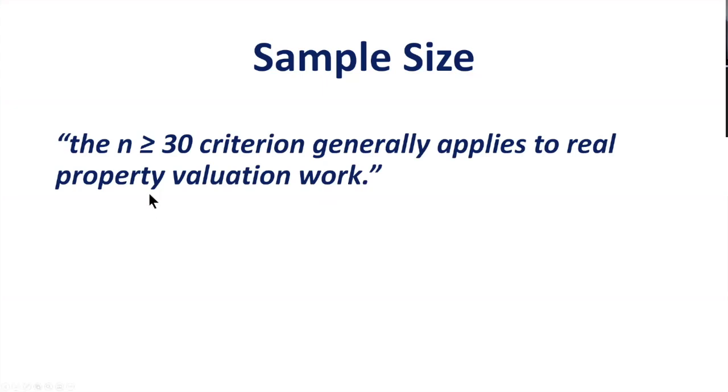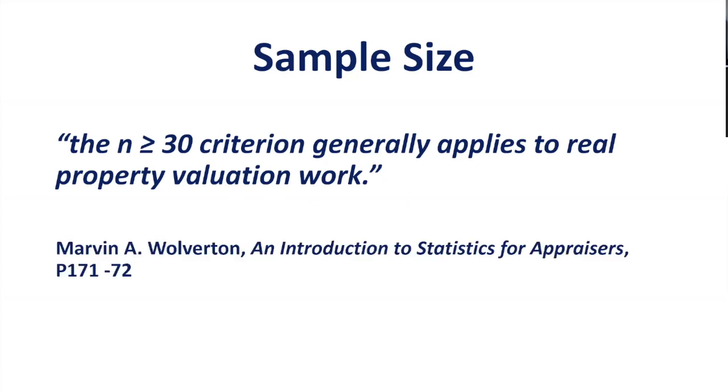This N here means the number of observations. It should be greater than or equal to 30 for real property valuation work. This book was written by Marvin Wolverton, who knows all about appraisal and all about statistics. So just remember that number, 30.